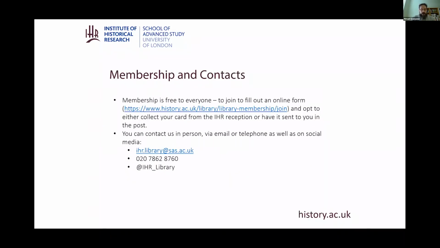Right, so I'm almost finished now. I'll just give you some details on how you can contact us here at the IHR Library and join it. Thankfully, membership is free to everyone, and all you need to do is fill out a brief online form, and we can send the card either to you or you can collect it from the IHR reception itself.